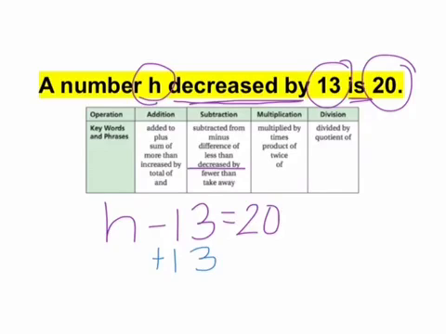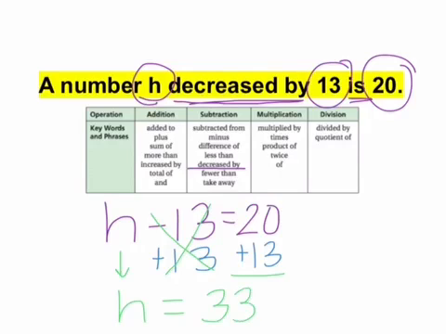Now, whatever we do to one side of the equal sign, we have to do to the other to keep it balanced. So we're going to add 13 to the right side of the equal sign as well. Now, we know that since we have minus 13 and plus 13, these inverse operations, those will cancel each other out. So I'm going to just draw an X here. I'll bring down the h now, since it's on its own. So we have h equals, and now we can add 20 plus 13 equals 33.